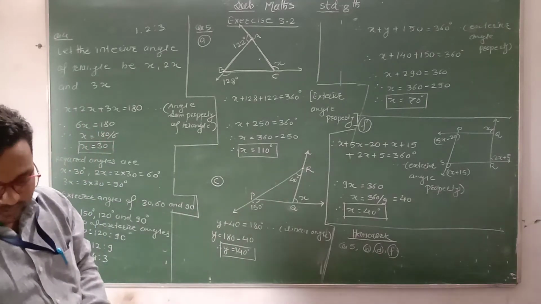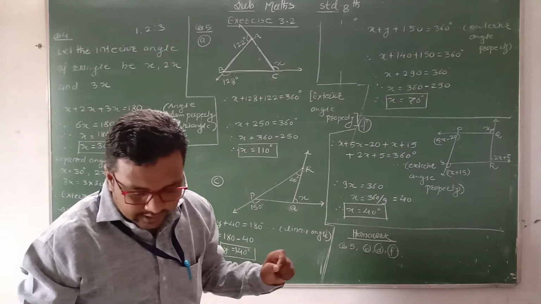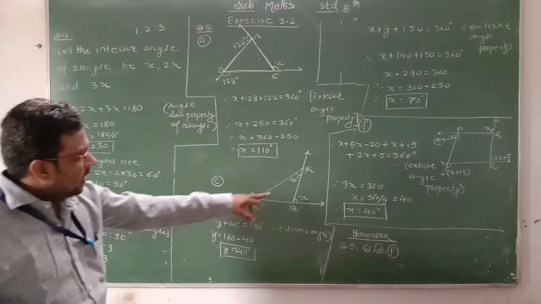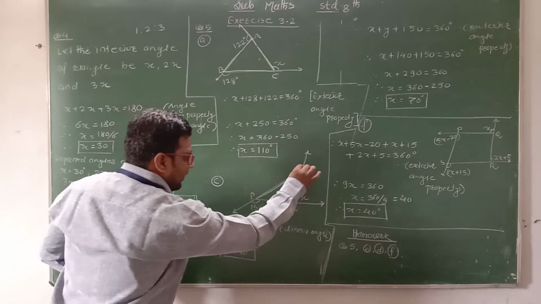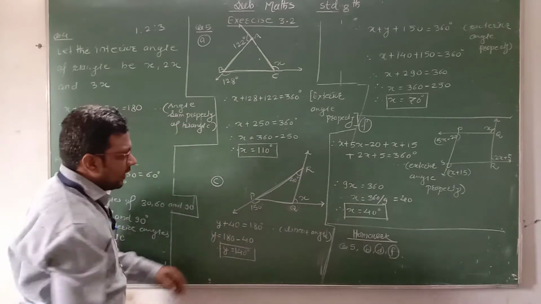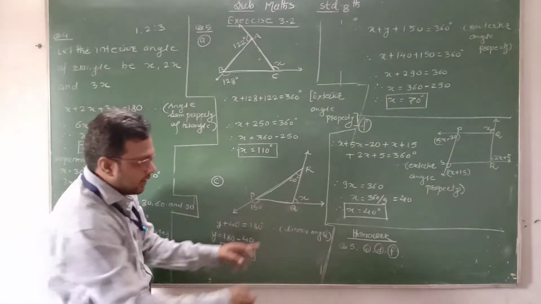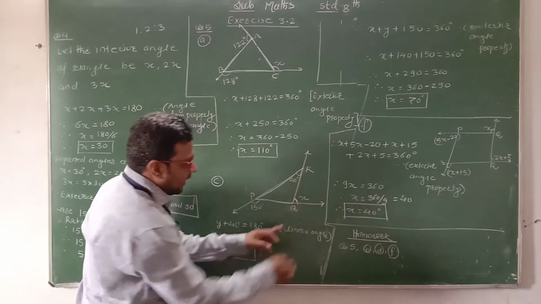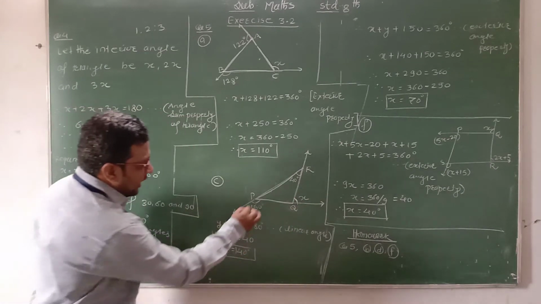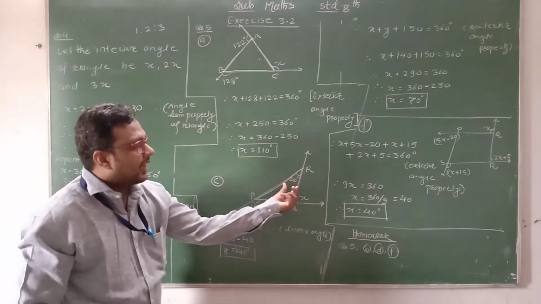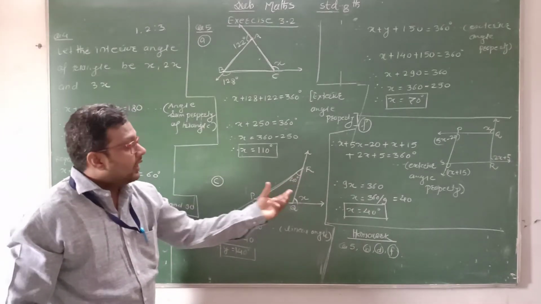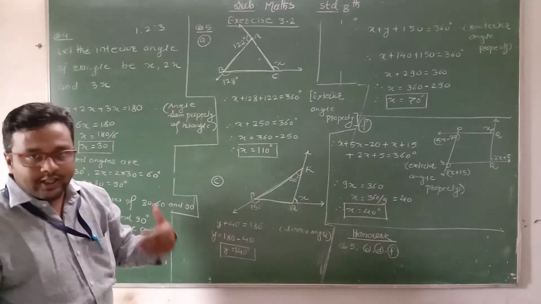Question number 5, part C. Again, one triangle PQR is given, and its exterior angles are given. Where is the x? Here. x is the exterior angle at vertex Q. At vertex P the exterior angle is given as 150, but at vertex R the interior angle is given.